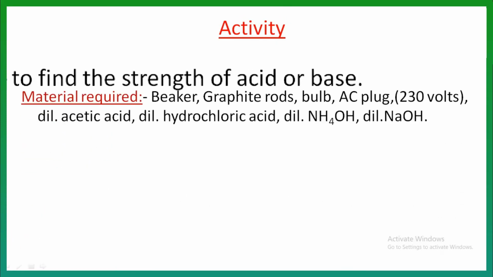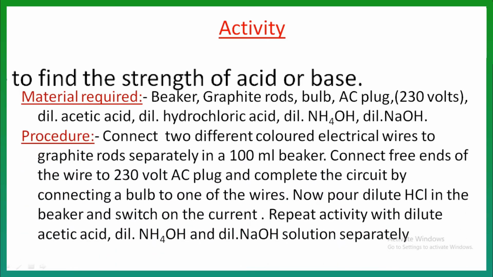For that, the materials required: beaker, graphite rods, bulb, AC plug, dilute acetic acid, dilute sulfuric acid, dilute ammonium hydroxide, and dilute sodium hydroxide. How to do the activity? Connect two differently colored electrical wires to graphite rods separately in a 100 ml beaker. Connect the free ends of the wires to a 230 volt AC plug and complete the circuit by connecting a bulb to one of the wires. Now pour dilute HCl in the beaker and switch on the current. Repeat the activity with dilute acetic acid, dilute ammonium hydroxide, and dilute sodium hydroxide solutions separately.